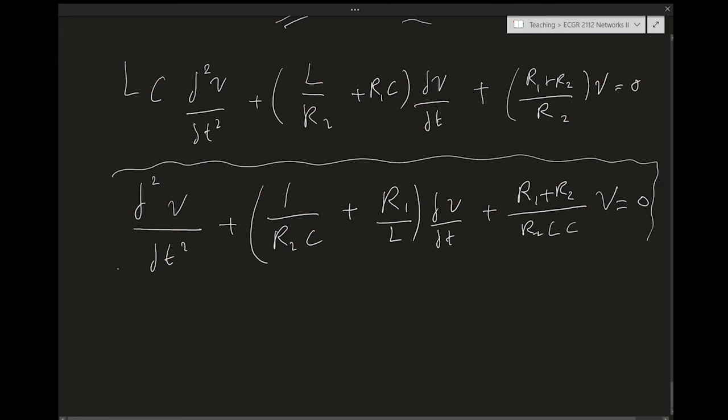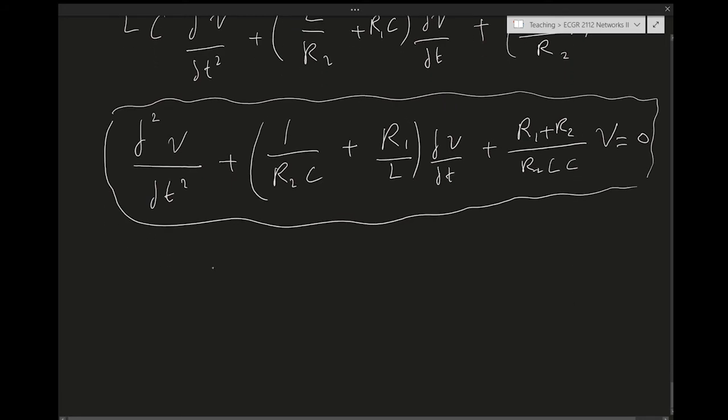Notice instantly that, remember when I said that in most situations you will get omega naught equals 1 over square root LC, but in many cases it won't. It will depend on the circuit. This is an example where omega naught depends on the circuit. Omega naught in this case is going to be the square root of this term. So it's going to be square root R1 plus R2 over R2 LC. So it has LC in it, but it has other terms.